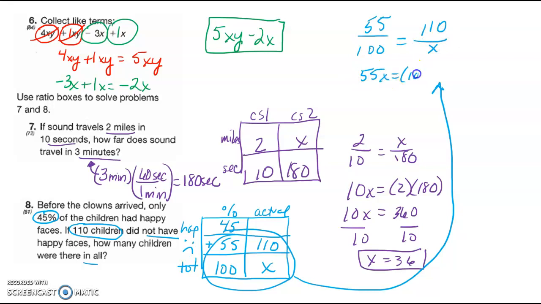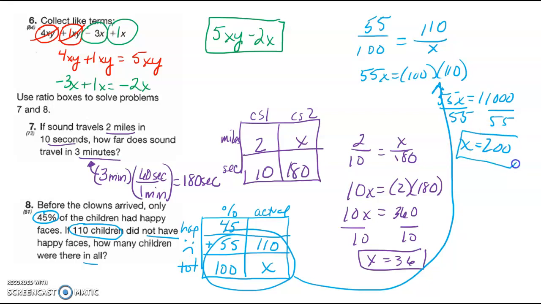55x is equal to 100 times 110. 55x is equal to... and I get 200 kids who are not happy. Oh no, that's total. 200 kids total.